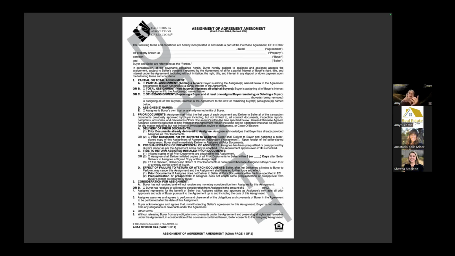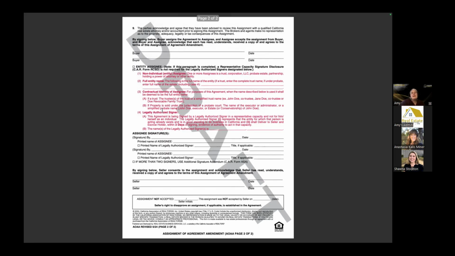So we can add buyers, we can take buyers away, or we can assign the entire contract with this form. The only change that they made, which makes sense, is here at the bottom. If the person that you're assigning the contract to is an entity, they now have a place for that so that you can identify that they're a corporation or a trust or whatever it might be. So if it's a non-individual assignee, a trust, corporation, LLC, probate, partnership, holding power of attorney, or other entities. So they've added that to the form.